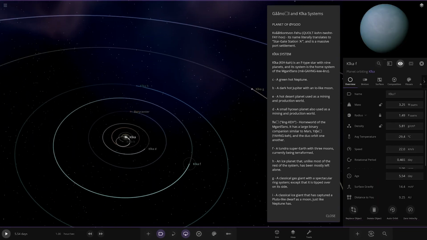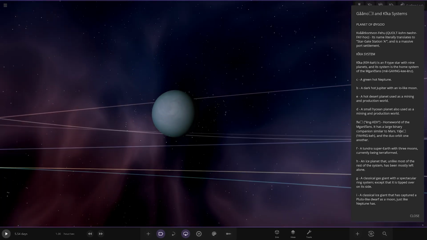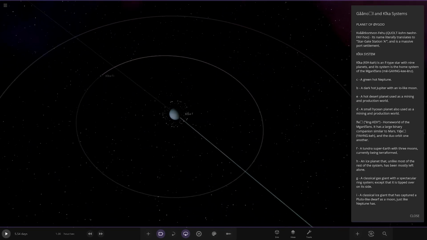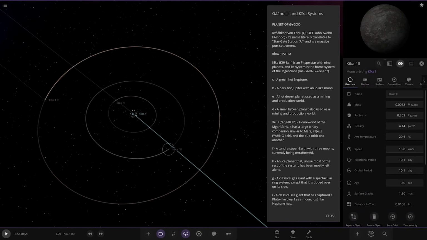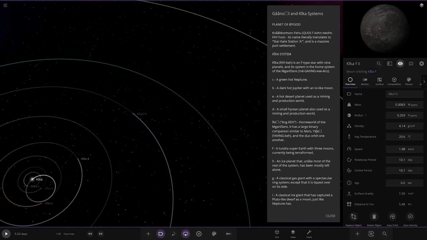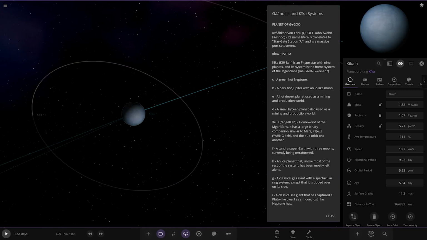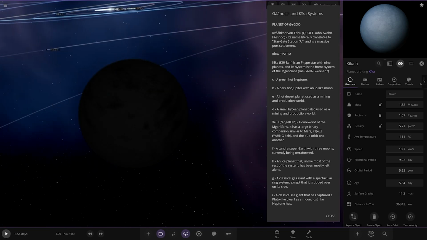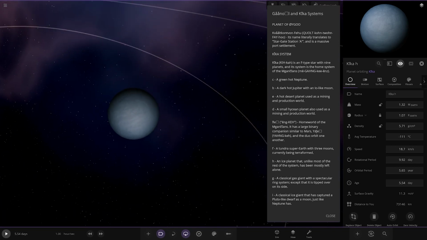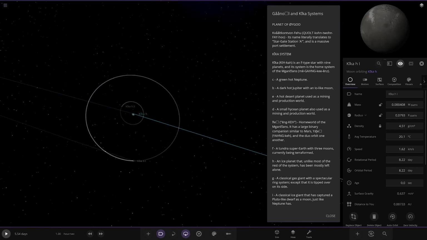Next up, we have F over here, a tundra super Earth with three moons currently being terraformed. Okay. Little ring system going on as well. There's its moons. Okay. Good, good. Next up, we've got H over here, an ice planet that, unlike most of the rest of the system, has been mostly left alone. Yeah, peace and quiet over here. Okay. There's those guys. Very nice.